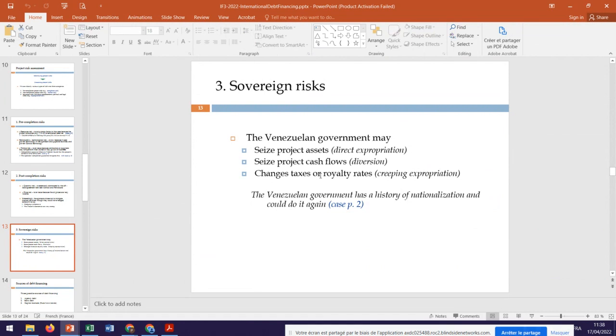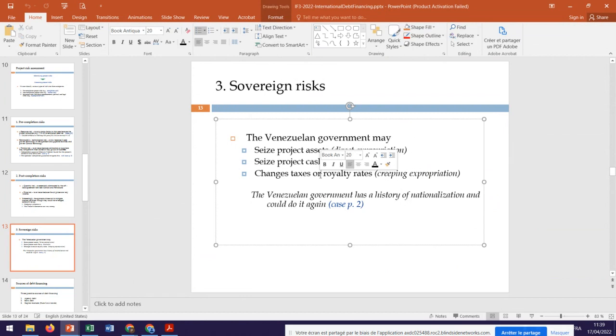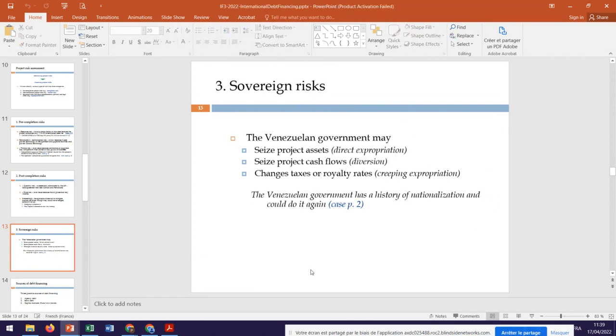And last but not least is political risk, where the Venezuelan government may change the tax policy, reduce royalty, and directly intervene in the project's free cash flows and so on and so forth. That's why the project decided not to keep the cash flow inside the country. They put it in offshore accounts and put all the money outside Venezuela to mitigate this kind of Venezuelan government expropriation.